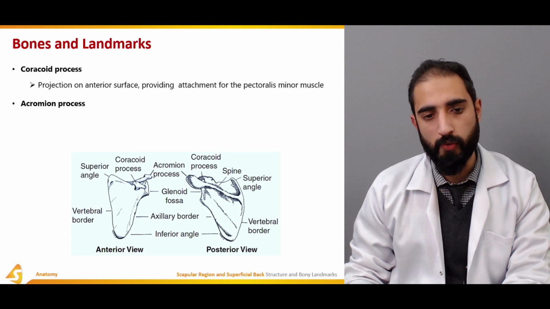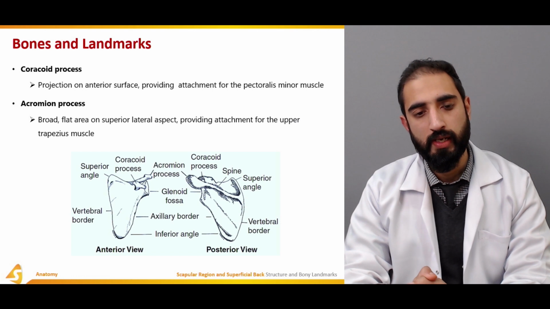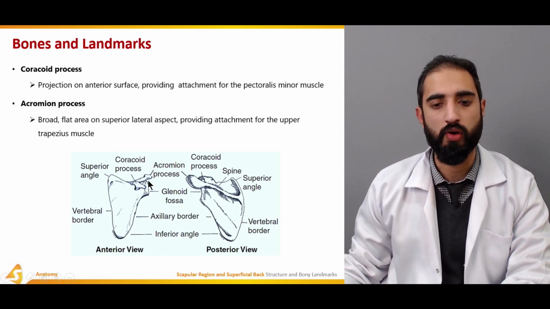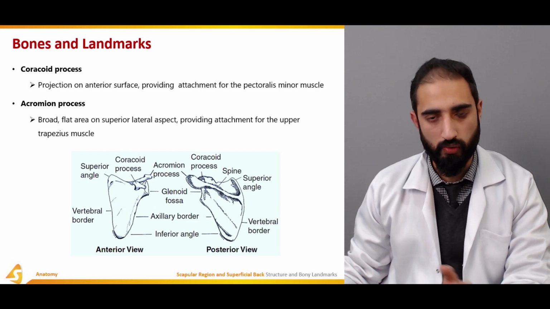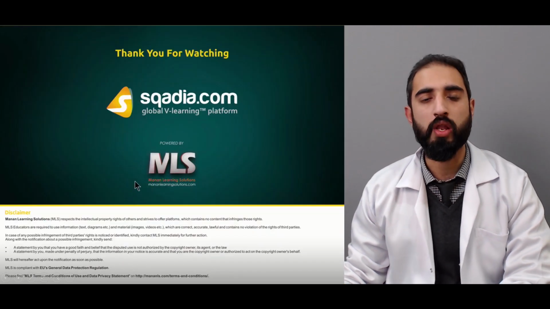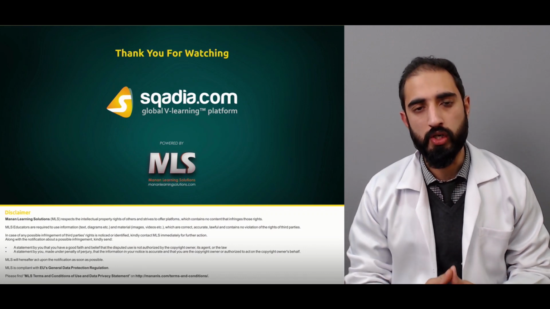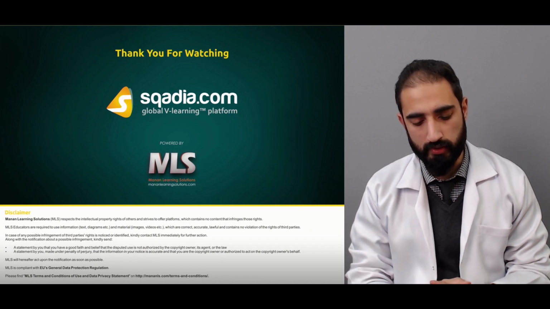Talking about the acromion process, it is another important process, a broad and flat area on the superolateral aspect just above the glenoid fossa, and it provides an attachment site for the upper trapezius muscle and also one of the heads of the biceps brachii. So that was all about the bony landmarks of the scapular region and the subscapular region, the superficial back, specifically talking about the scapula.